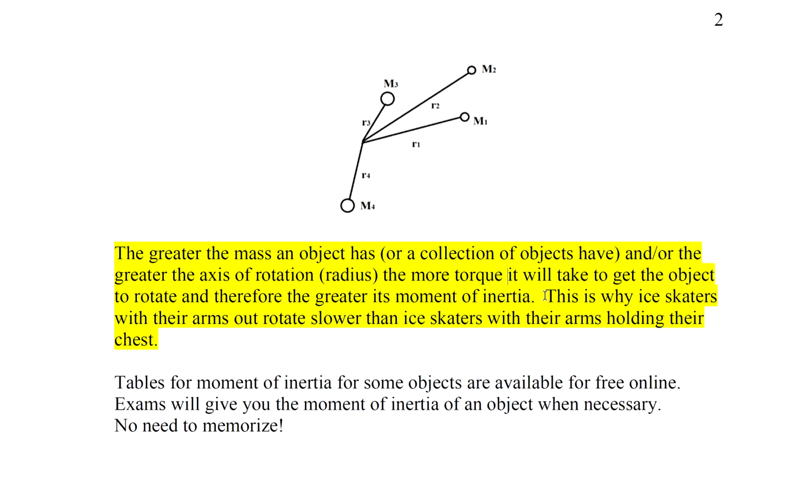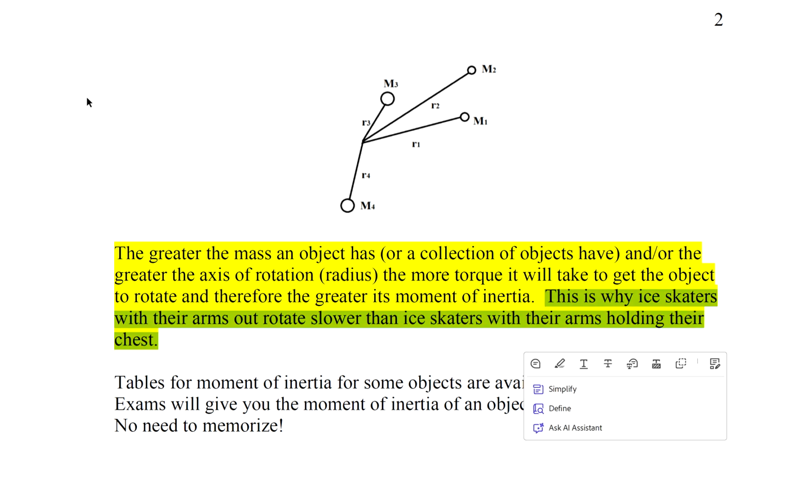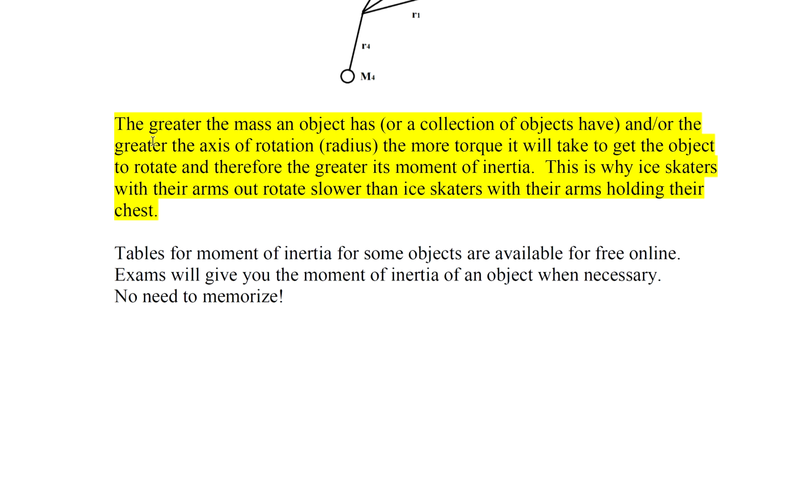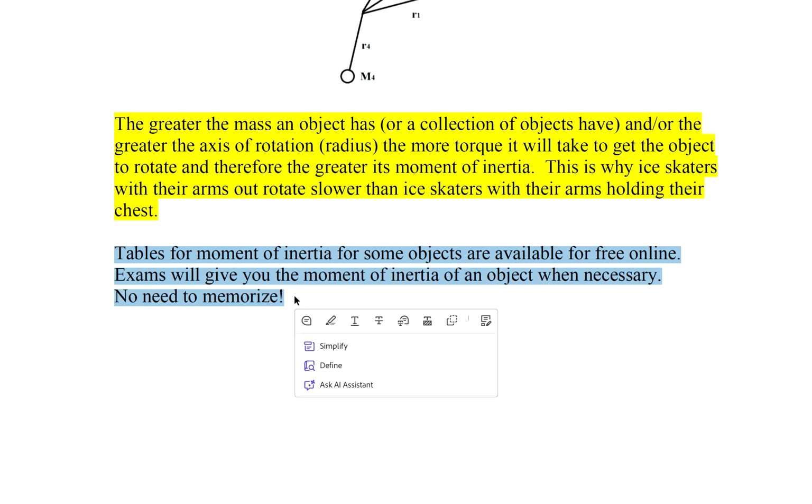Now this is why ice skaters with their arms out rotate slower than ice skaters with their arms holding their chest. So if all of this mass was towards the center, the moment of inertia will be a smaller number than if all of the mass were going outside. So tables for moment of inertia for some objects are available for free online. Exams will give you the moment of inertia of an object when necessary, no need to memorize.